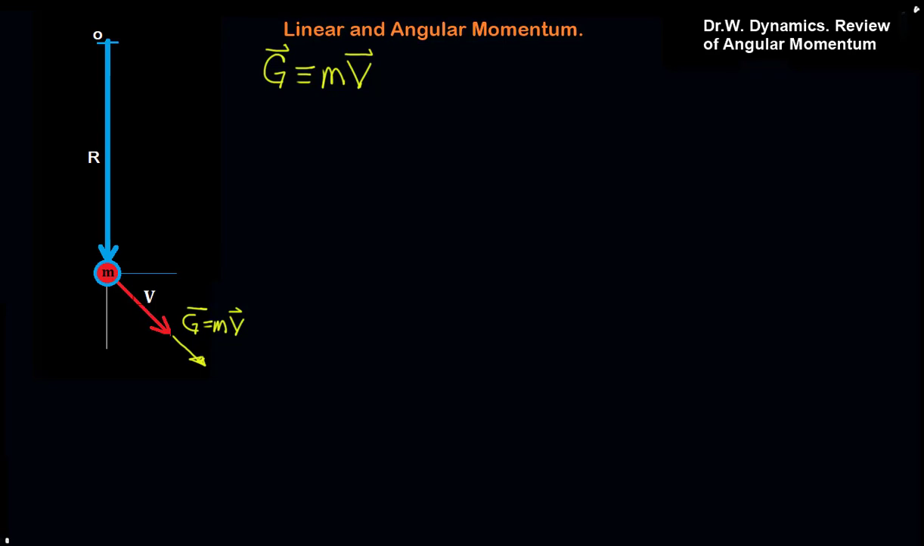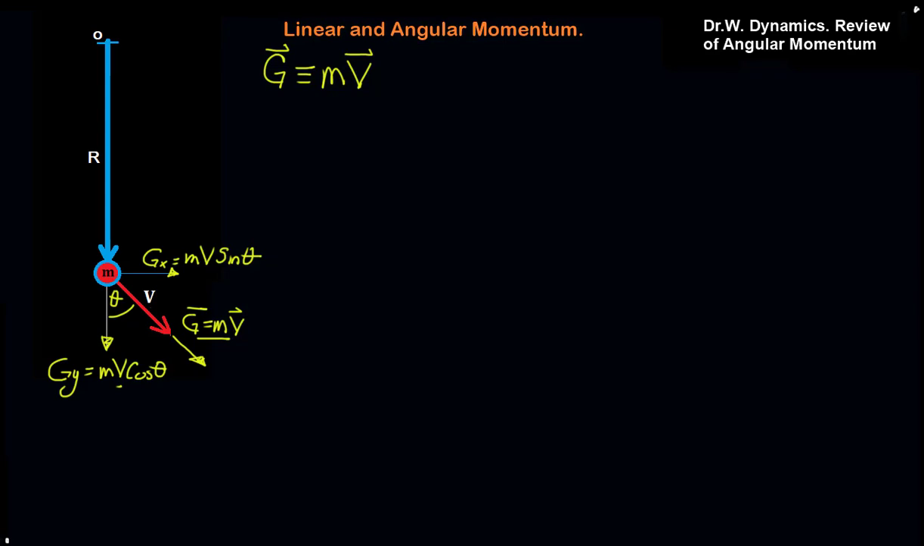And since v can be broken up into components, we call this theta, we can also break up G in a similar fashion. So Gx would be mv sine of theta, where v sine of theta is really vx here, and Gy would be mv cos of theta in this direction. So the vector nature of linear momentum allows us to do that.